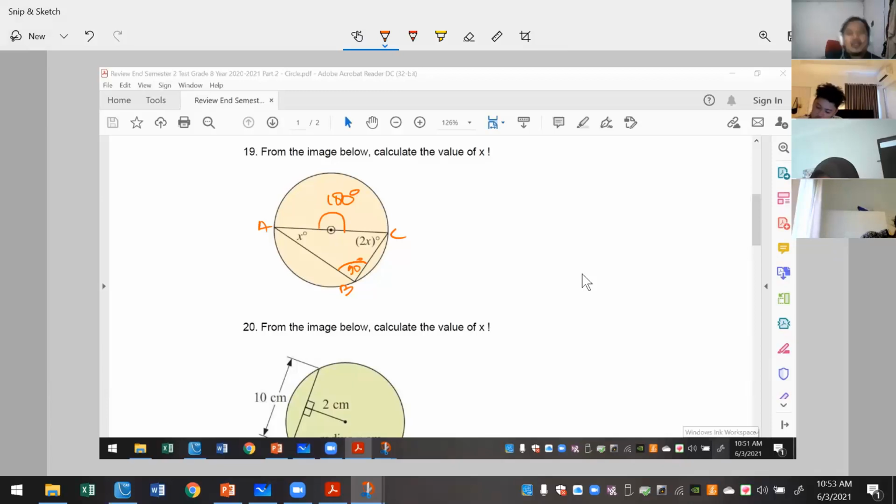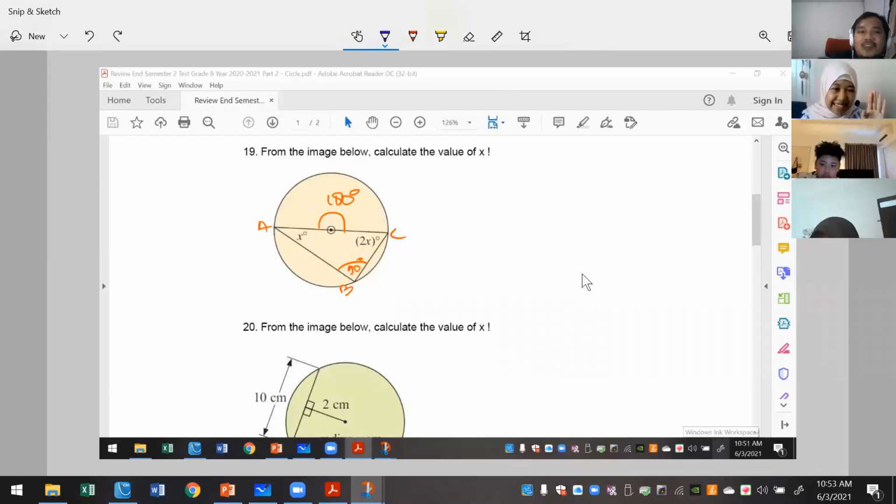So what is the value of x? Another concept that we have from grade 7: what do we get by adding all of the angles in a triangle? Can someone help me?